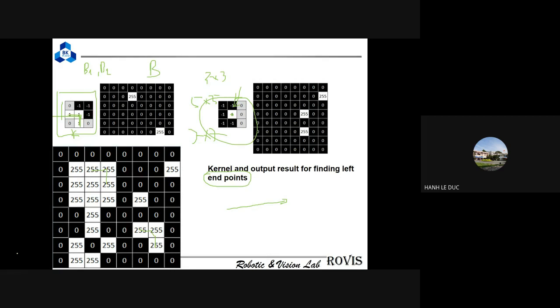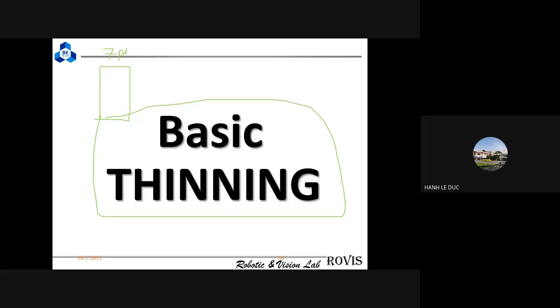Okay, so let's go to the next algorithm. Now we go to the more complicated one, thinning. So what is thinning? For example, you have a line, and the width of this line is 7 pixels. You can apply this algorithm to reduce the width of this.